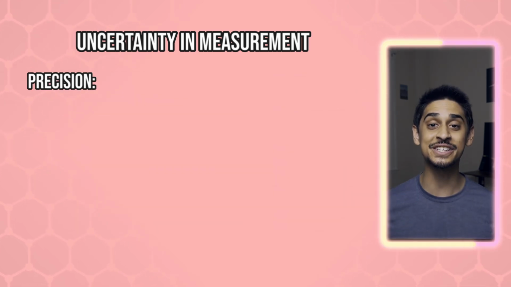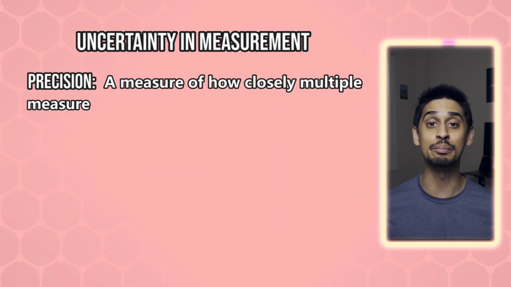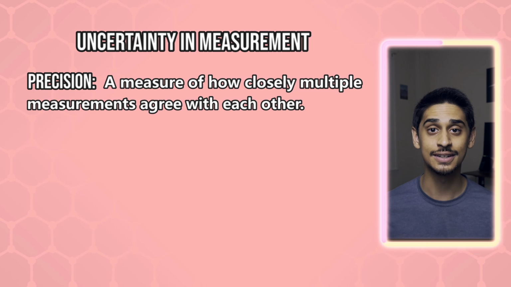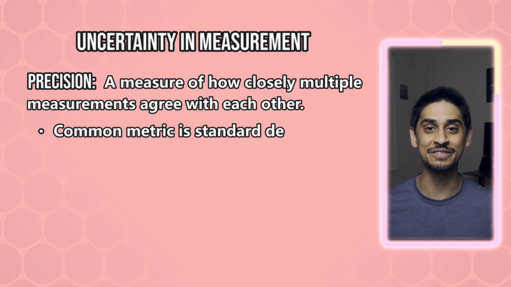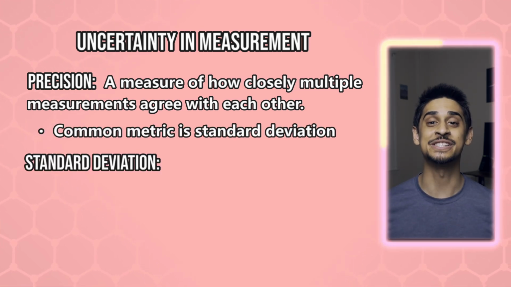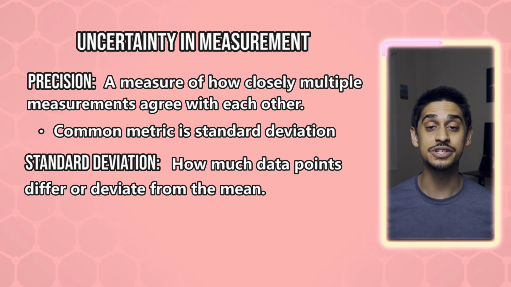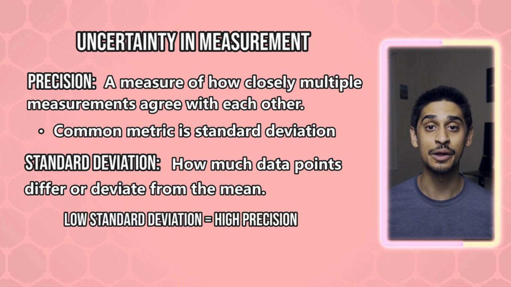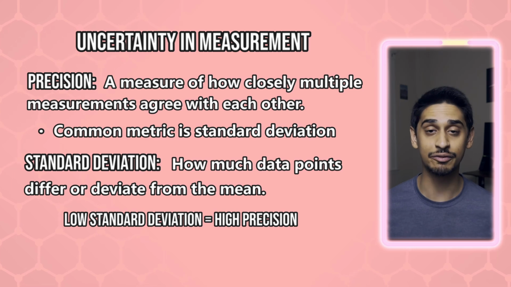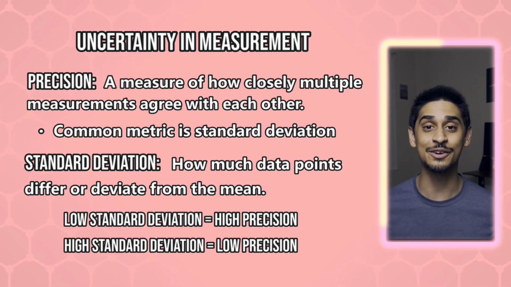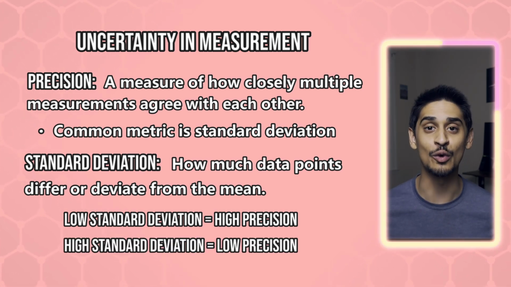On the other hand, precision is a measure of how closely multiple measurements will agree with each other. A common metric for precision is standard deviation, which is how much data points differ or deviate from the mean. A lower standard deviation indicates a higher precision because the data points don't deviate from the mean very much, whereas a high standard deviation indicates the numbers are all over the place.